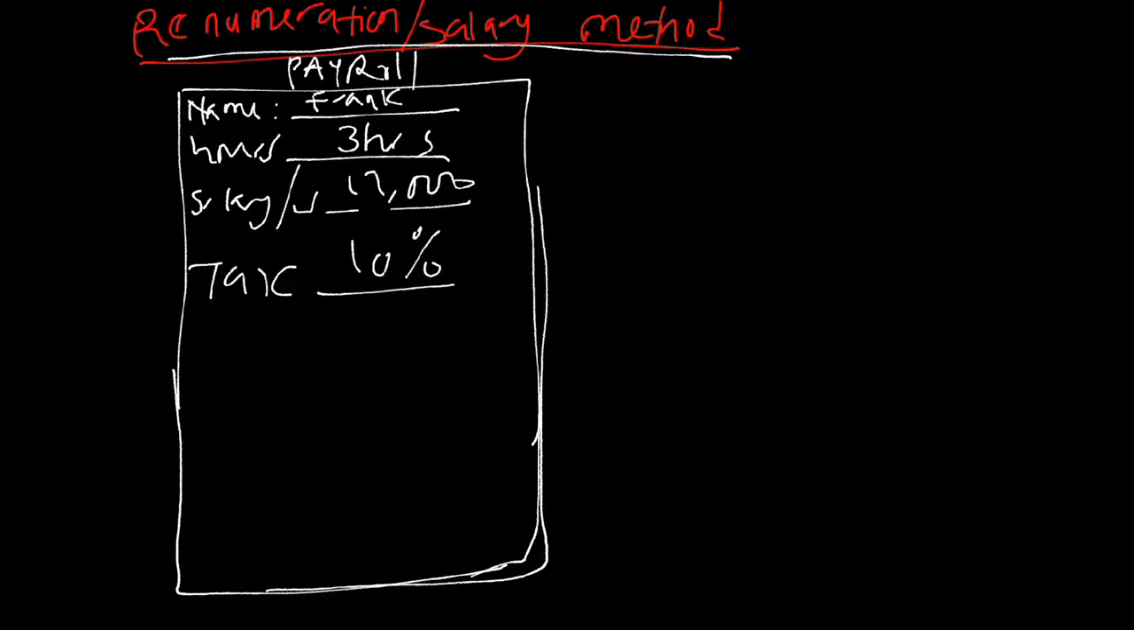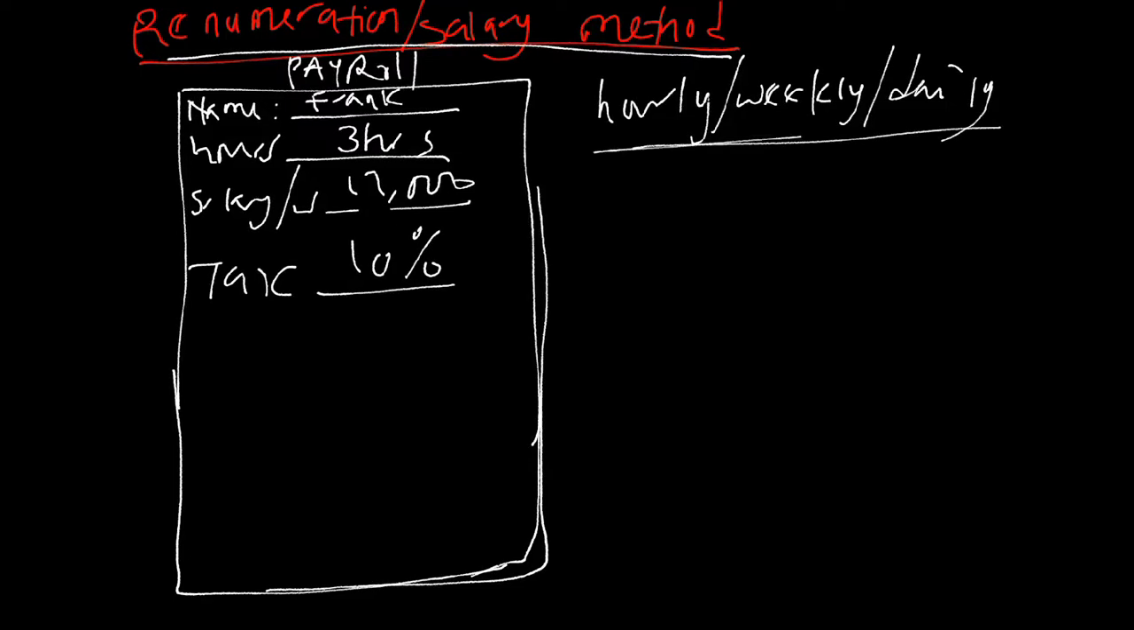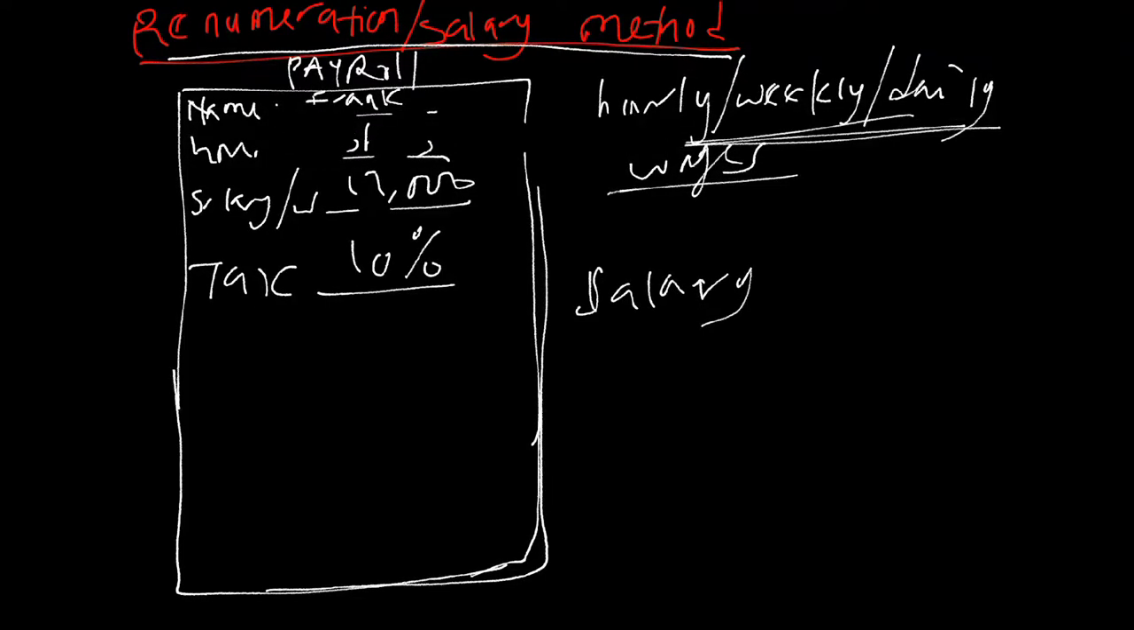And don't forget that if a worker is paid hourly, weekly or daily, it is called wages. But if it is always after the end of the month, which is the work of 30 working days, it is called salary. So this is just a summary. Now let's move to the remuneration or salary method.